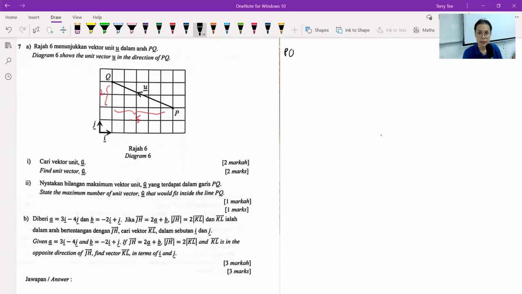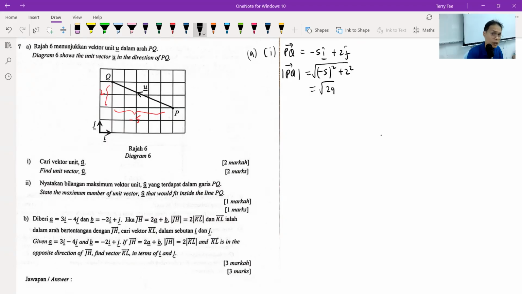So before you find the unit vector, let's find out what vector PQ is. Vector PQ is -5i + 2j. Now, to find the unit vector, remember unit vector means one unit of the vector. If the vector has a magnitude of 1 unit, what is the vector, right? But first we have to find the magnitude of PQ. The magnitude of PQ is the square root of (-5)² + 2², so it's the square root of 29, right? Square root of 29 is about 5 point something.